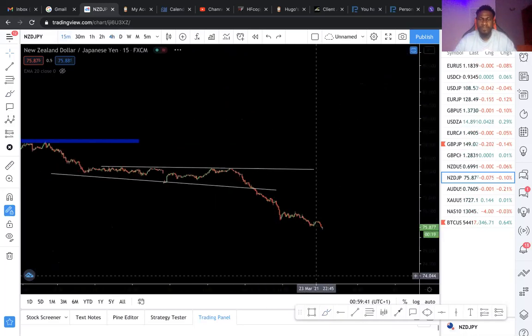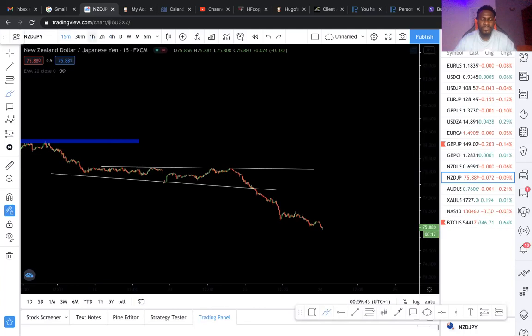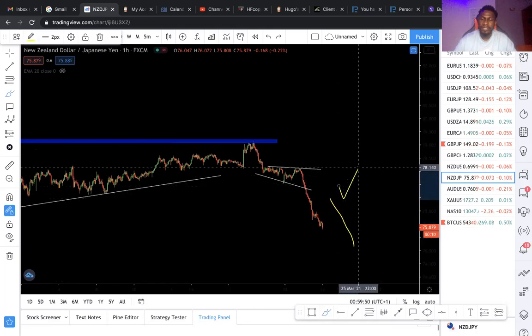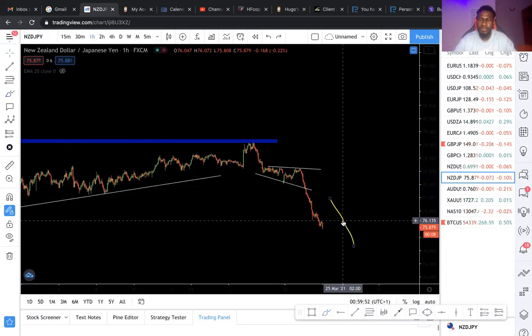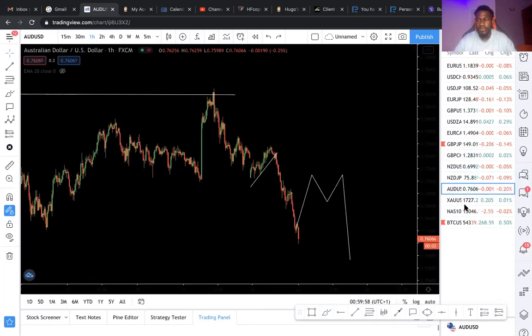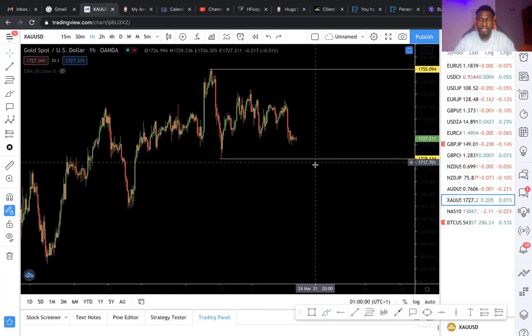Okay, because this one is not even correcting, it's just dropping. So you want to wait for a deep pullback to execute any trade here. Okay, AUD, same thing everywhere. We need some deep pullback also because of the huge movements that happened.